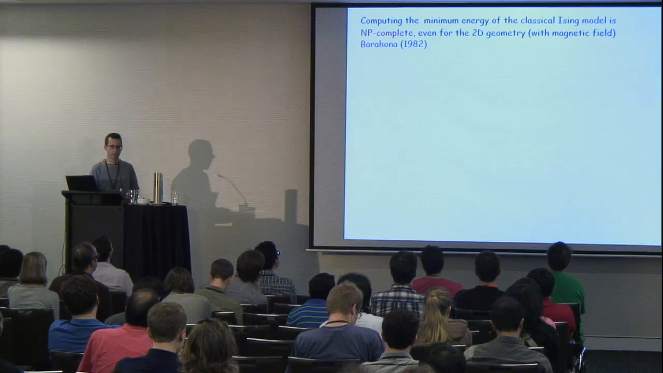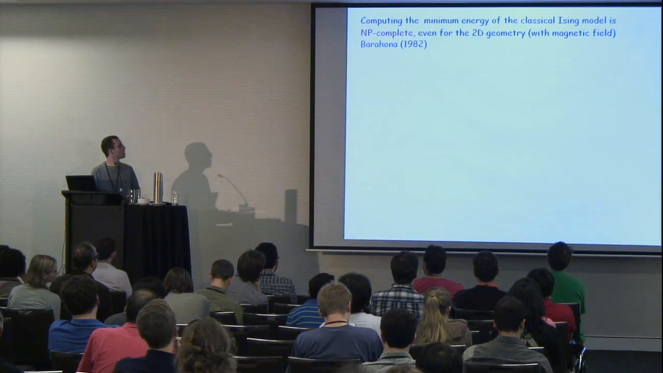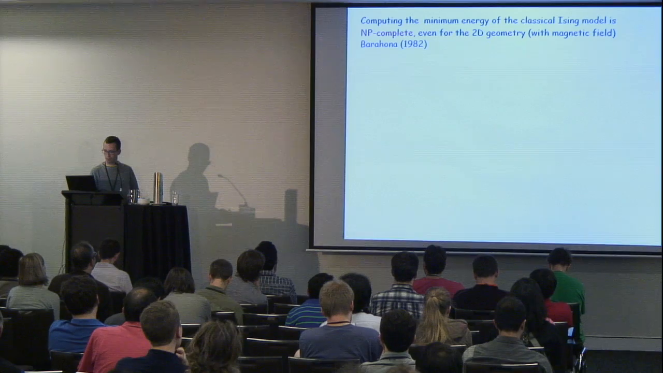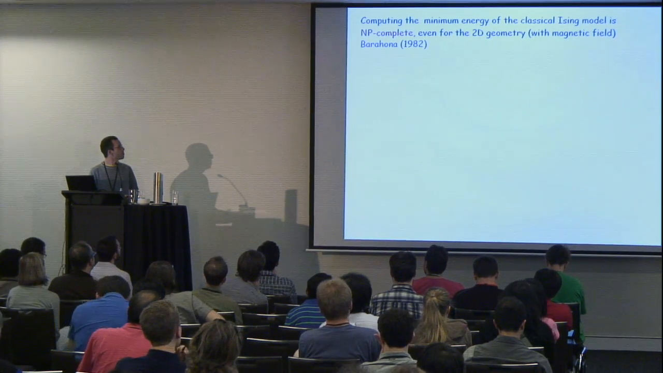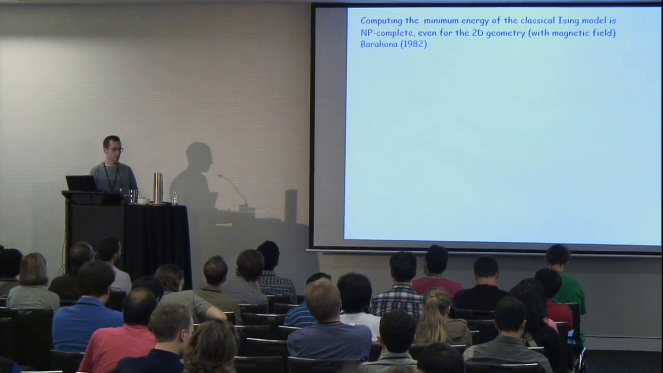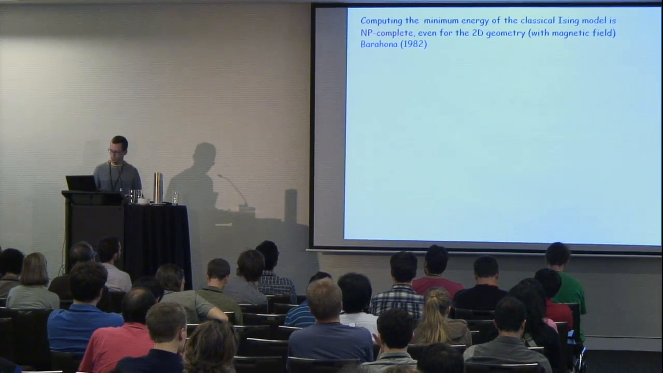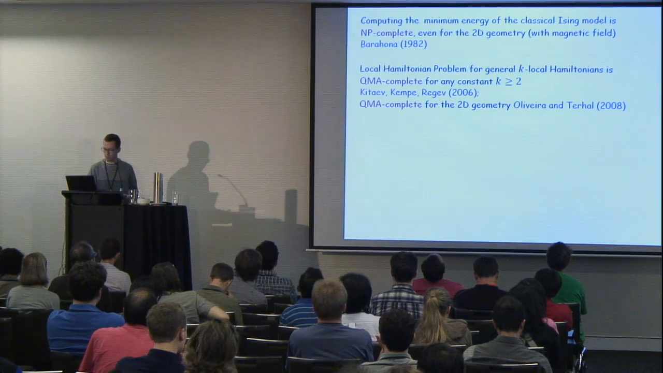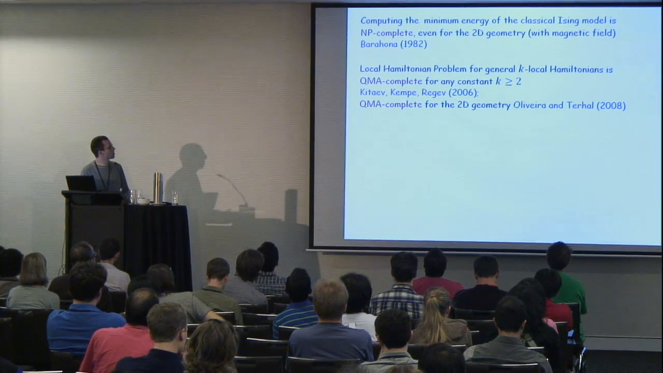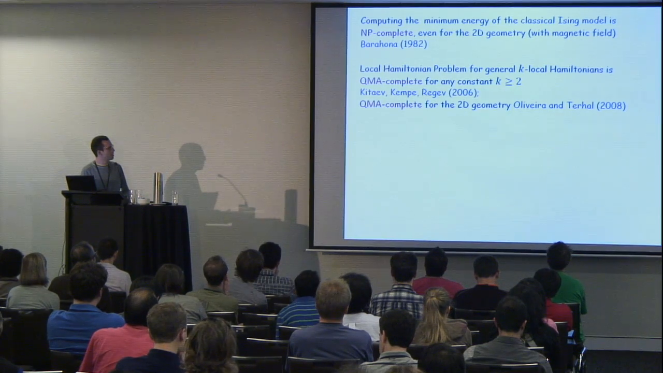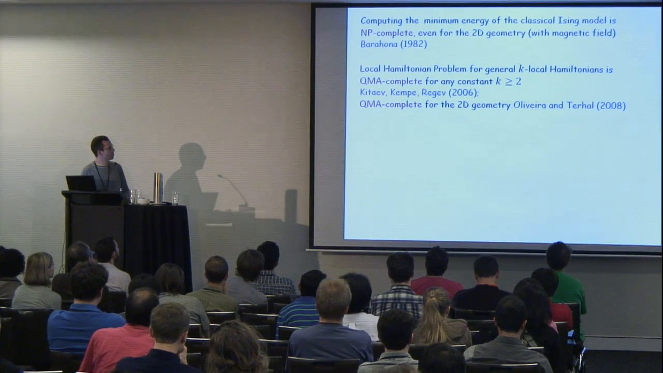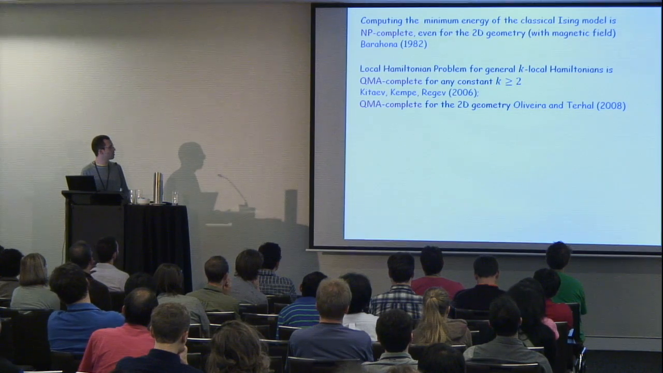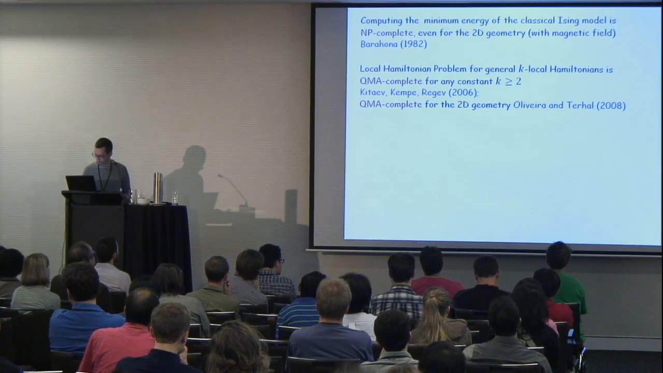Now let's talk about the complexity of local Hamiltonian type problems. In the classical case, a seminal result was proven by Barahona, who showed that computing the minimum energy of the Ising model is NP-complete, even in a 2D geometry. In the quantum case, the study of this was initiated by Kitaev, and then a sequence of works improved the results, and now we know that computing the ground energy of a k-local Hamiltonian is QMA-complete whenever k is greater than or equal to 2, even in a 2D geometry.